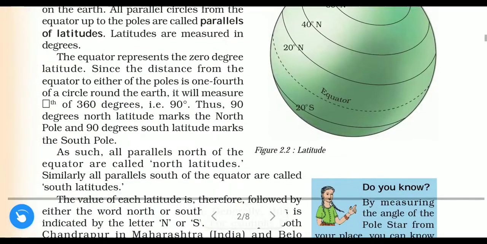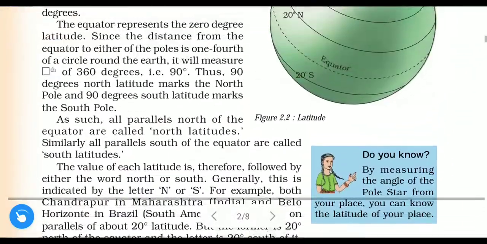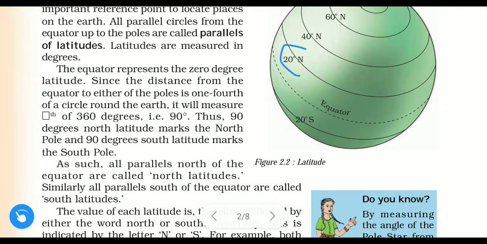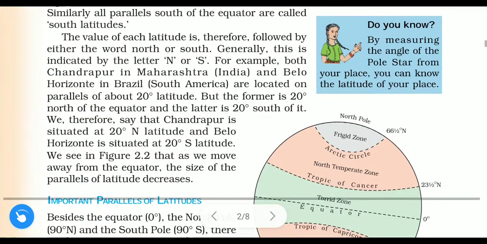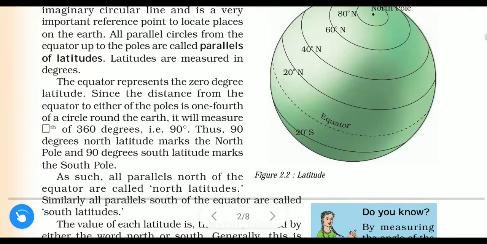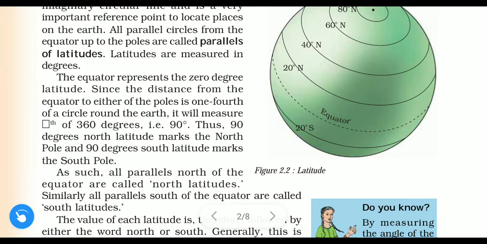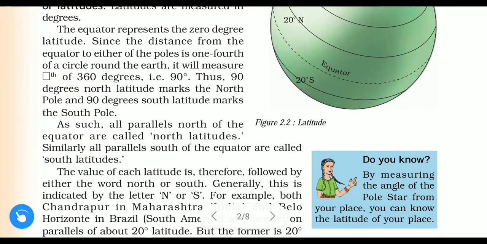Where is figure 2.2? Okay, here. So Chandrapur in Maharashtra is situated at 20 degrees north latitude, and Belo Horizonte in Brazil is located at 20 degrees south. Both places are parallel to the equator. Chandrapur is at 20 degrees north, and Belo Horizonte in Brazil is at 20 degrees south from the equator. Both the places are parallel to the equator.